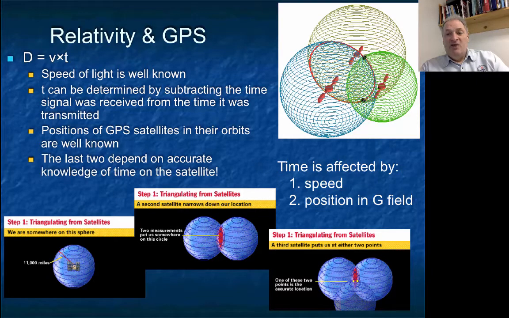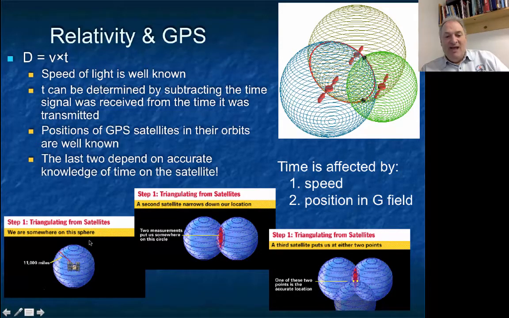Now, the way GPS works is described a bit on this slide. This little equation, distance equals velocity times time, is sort of the key to the way GPS works in general. So what you want to do with a GPS is measure your distance to the GPS satellite. Well, the velocity, the speed of light, which is how fast those radio signals between you and the GPS satellite travel, is well known. And you can measure the time. You subtract the time that the signal was received from the time that it was transmitted, and that gives you the time. That enables you to determine the distance. We know the positions of the GPS satellites in their orbits very well. So getting the time right and getting the position right depends on having really accurate knowledge of what time it is on the satellite.